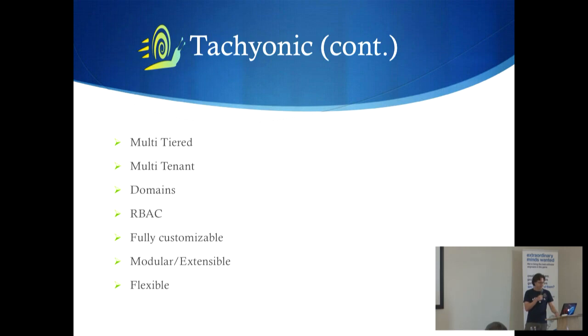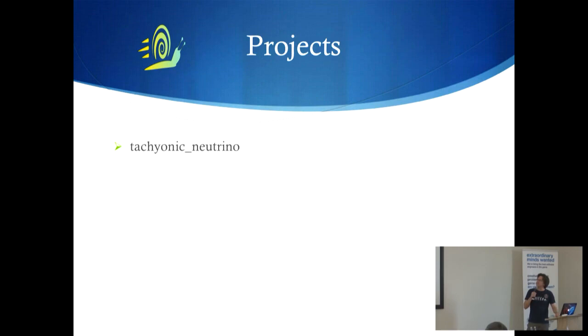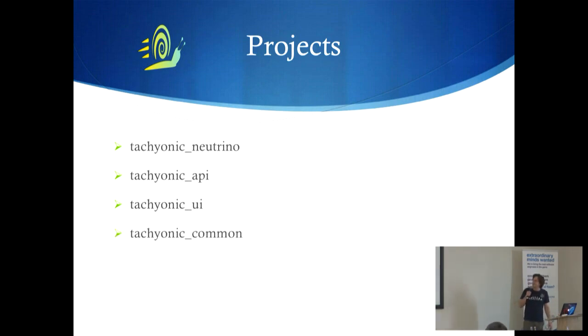Okay, so the Tachyonic system basically comprises a couple of projects. First of all, we have Tachyonic Neutrino, which is the WSGI framework that the web UI and the REST API actually use to provide the web calls. Then obviously there's the Tachyonic API portion of the system, and then the Tachyonic UI portion of the system, which makes use of the API, as I've mentioned. And then there's also a project on our GitHub called Tachyonic Common, which is simply the project that has all the libraries and files and things that are common to all of the rest of them. And then finally, there's also the Tachyonic client, which is a REST client that you can use, or even the UI uses to make the calls to the API.